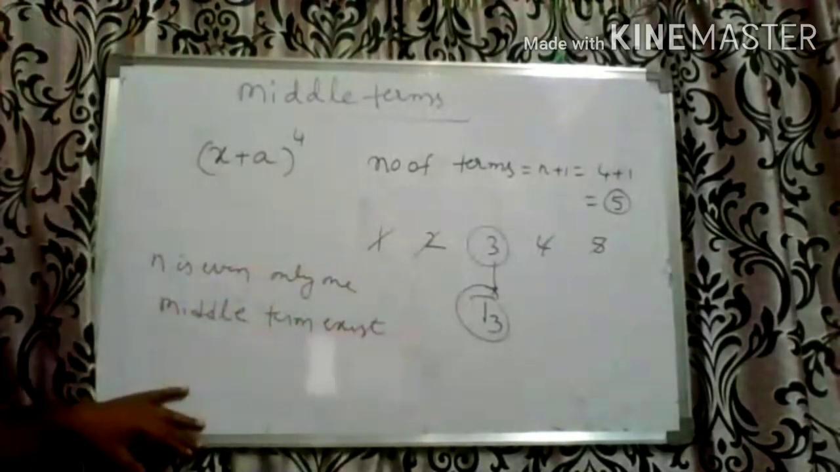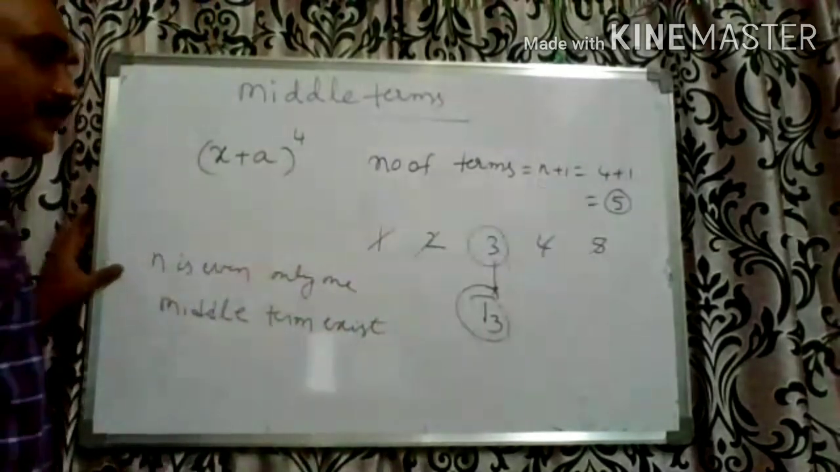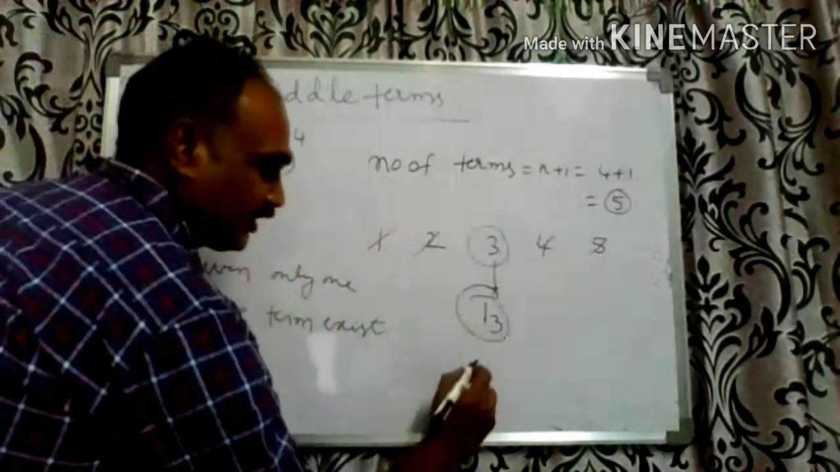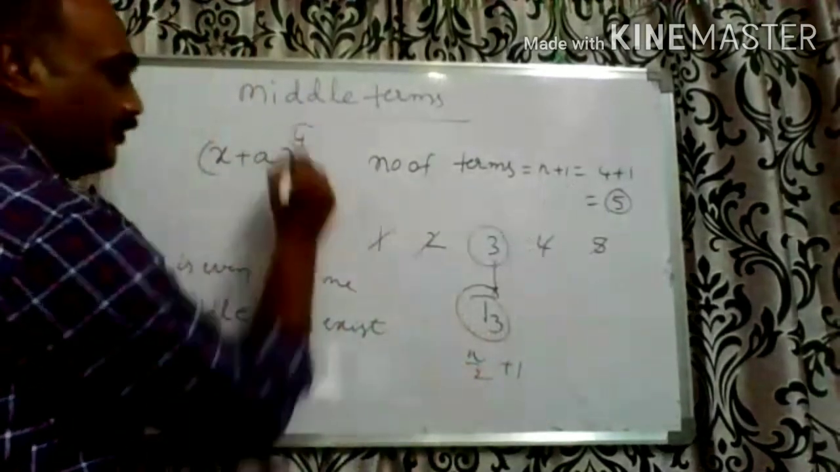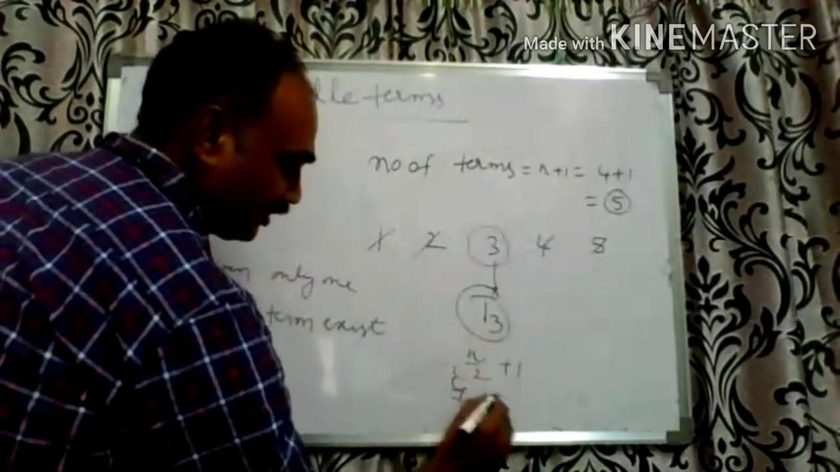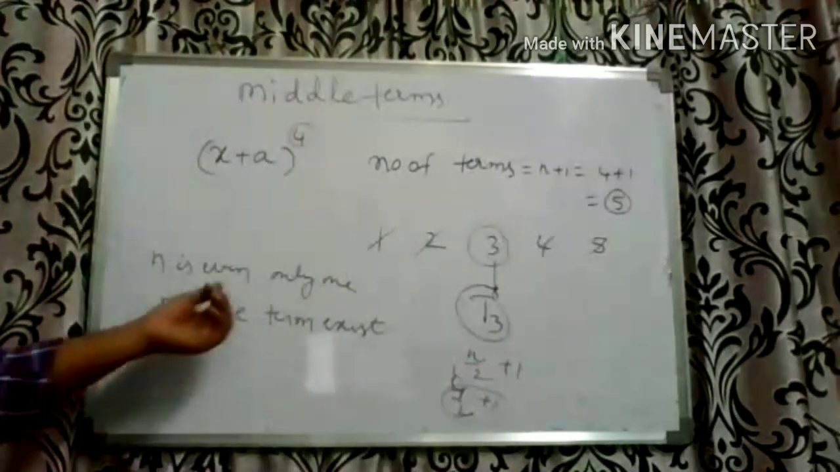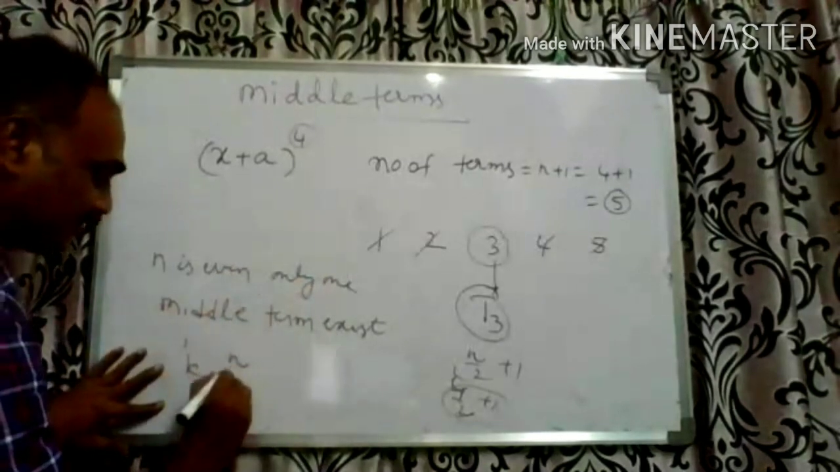Only one middle term exists. So what is the formula? The third term: 3 is equal to n by 2 plus 1. Suppose n is equal to 4, then 4 by 2 plus 1 is equal to 3. So when n is an even number, only one middle term exists, that is the n by 2 plus 1th term.